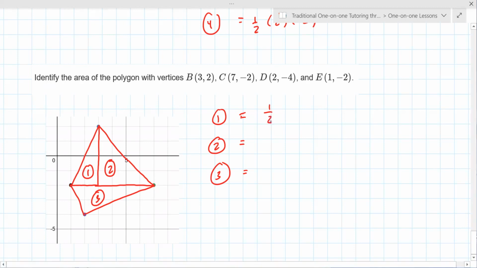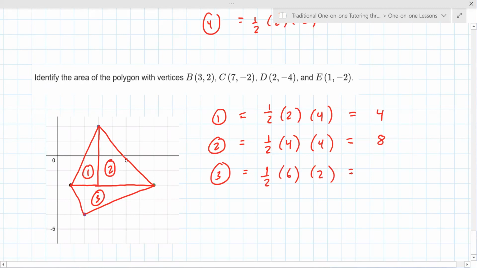So it's 1/2. The base for the first is 2 and the height is 4. So what is that an area of? The 4. Okay, the second one is 1/2, base of 4, height of 4, which is 8. And then the third one here is 1/2. The base is 2, 3, 4, 5, 6, and the height of 2. What does that equal? That's 6.